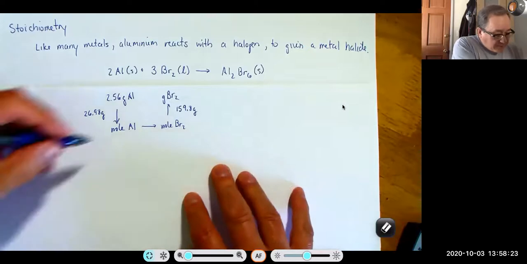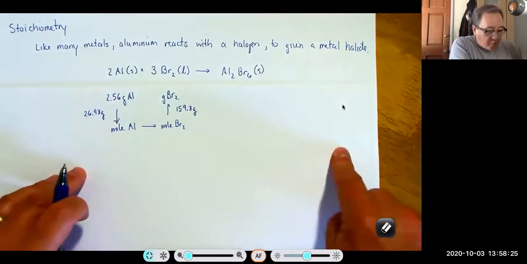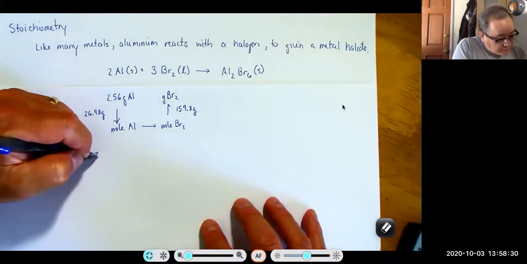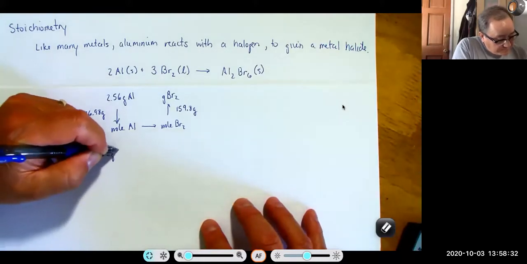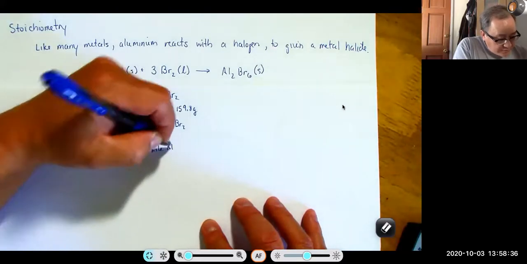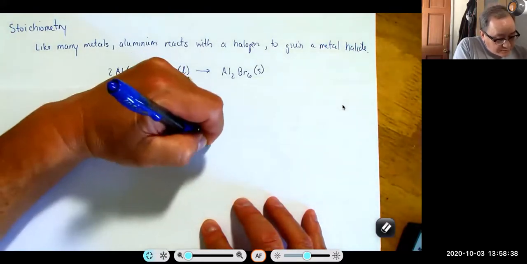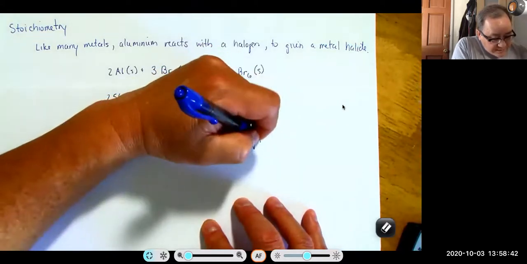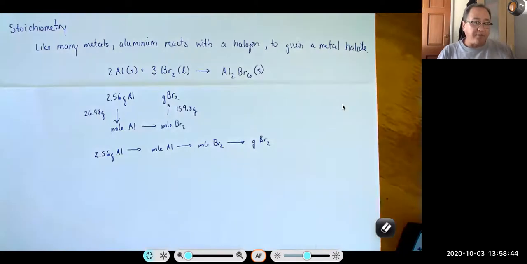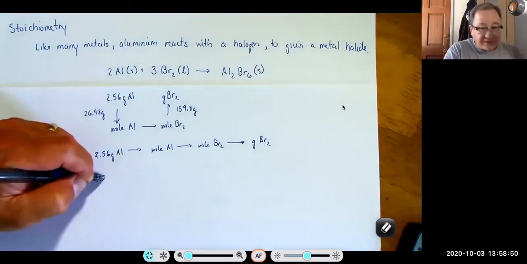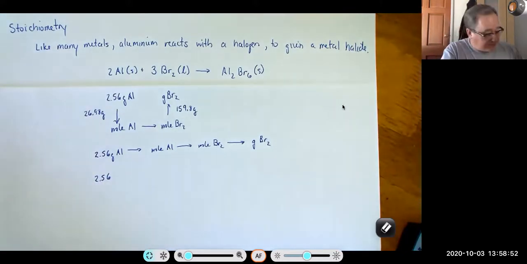So if I make this pathway linear, which is what I really like to do, I'm going to start with 2.56 grams of aluminum, turn that into moles of aluminum, turn that into moles of bromine, and turn that into grams of bromine. And I should be able to figure out how many grams of bromine we need to react with the aluminum. So 2.56, this is a good time to push pause if you haven't finished it yet.